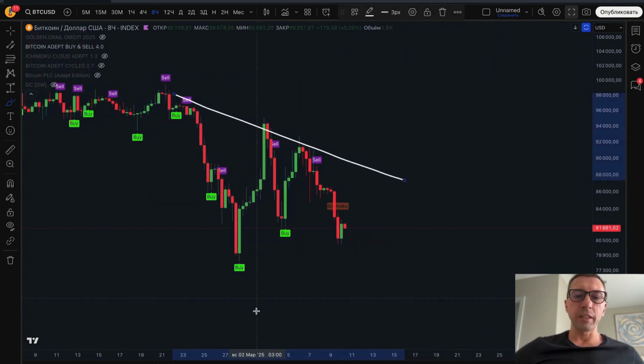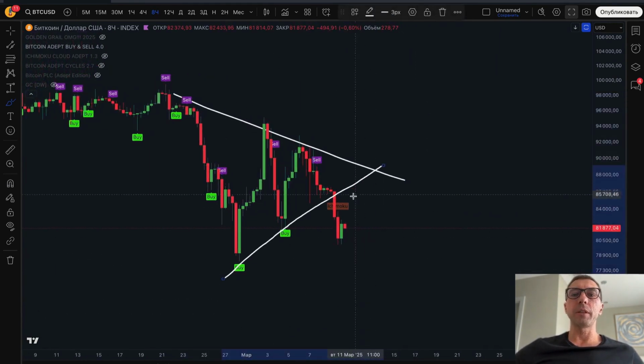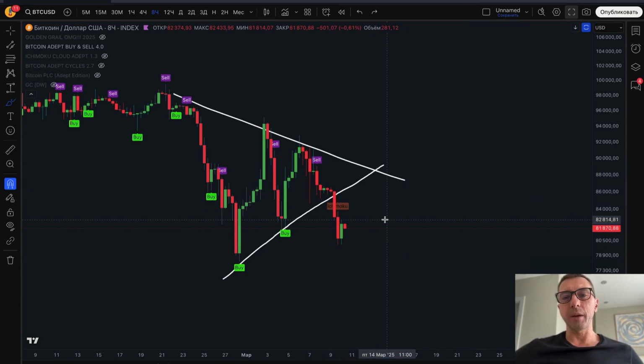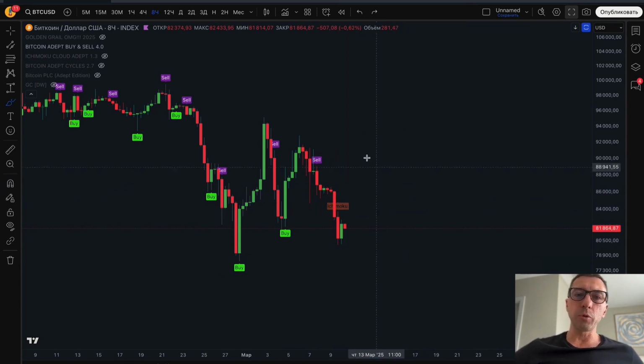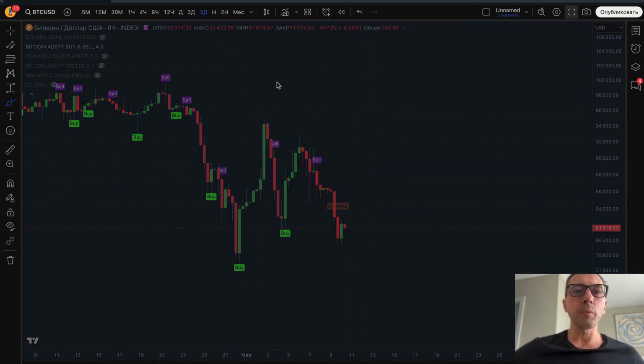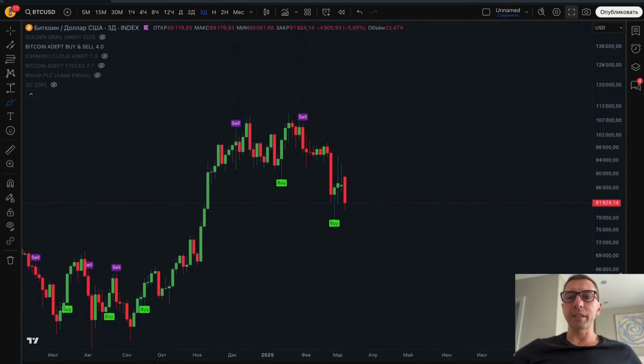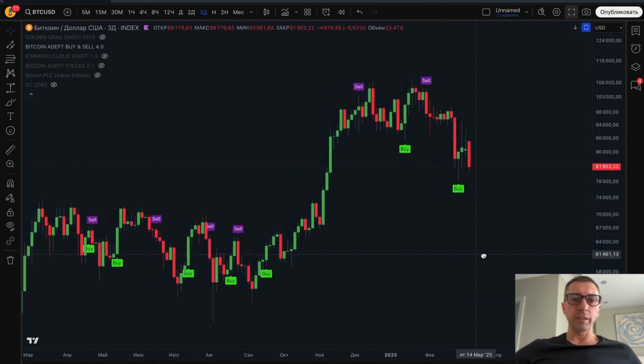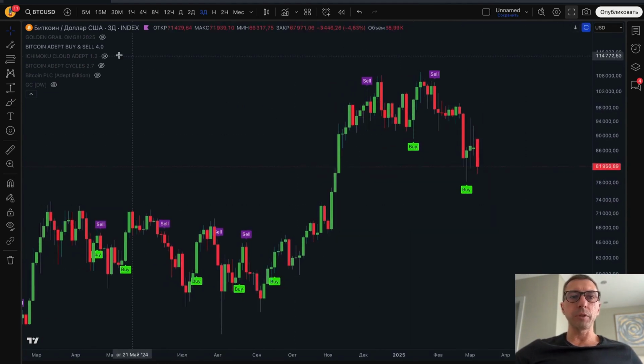And here you can see that our triangle, which we drew in the previous video, has broken downwards. And if we consolidate in this lower part below the triangle, then these are not very positive signs locally. However, speaking of more global movements, I am still expecting an upward breakout at some point. Here we have a 3-day chart for Bitcoin, Adept buy and sell indicator, buy signal.